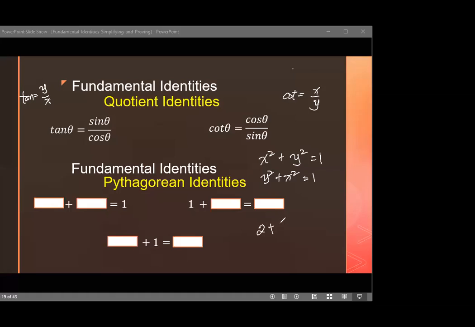What is 2 plus 3? Back to the basics. 2 plus 3. Anyone? Children, what is 2 plus 3? 5, ma'am. Very good. It's 5. How about 3 plus 2, children? 5 po. 5. Wonderful.